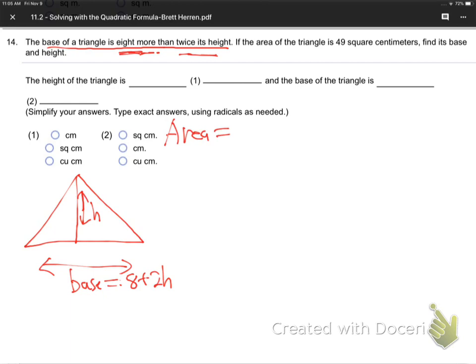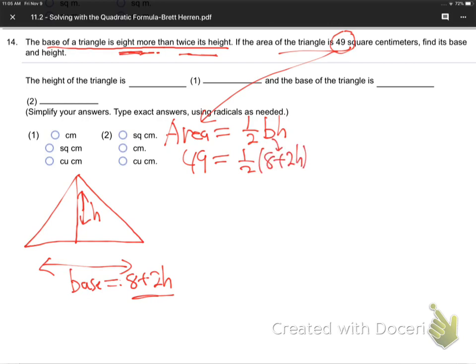What's the area of a triangle? Do you know that formula, the area of a triangle? It's good to put on your 3x5 card if you don't know it. A half times base times height. The area is 49. So plug in 49 is a half base. And what do you put in for b? What is b? Base. Right there. 8 plus 2h. So that's base. And then the height goes over there. Now, this problem is tricky. What do we always do when we have fractions? So when we have fractions, we multiply by LCD.